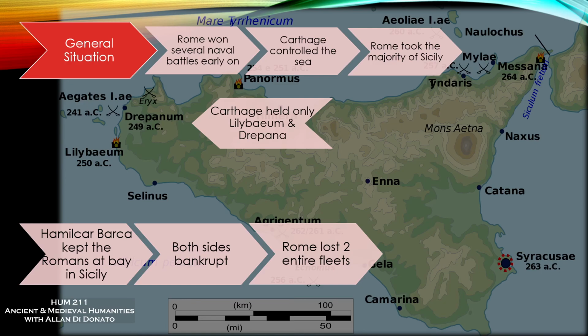Both sides are going bankrupt in the meantime. I mean, the war lasts from 264 to 241. This is a very long and dragged out conflict. Ultimately, the Romans lose fleet after fleet. They're running out of money to rebuild their navy.